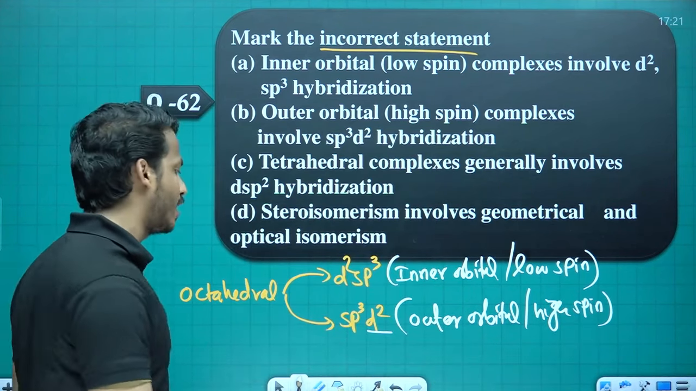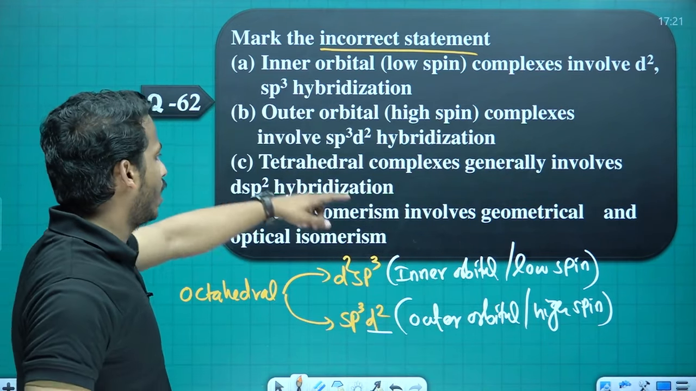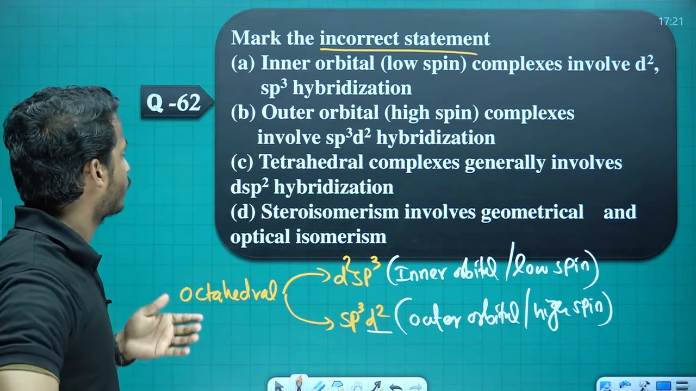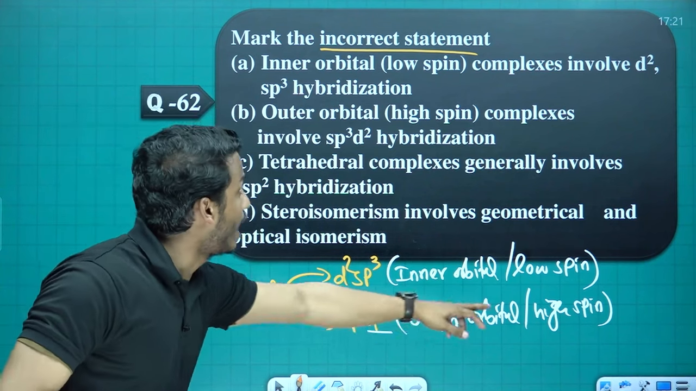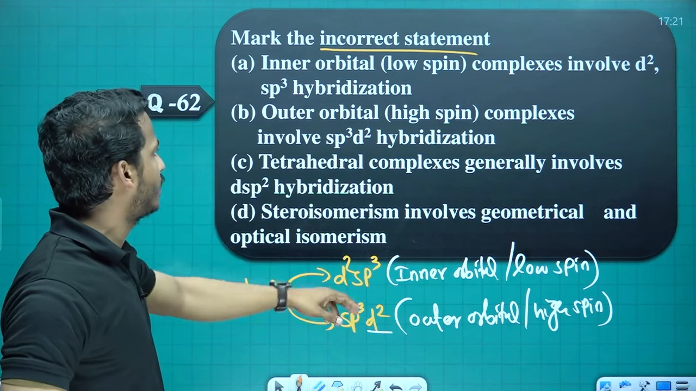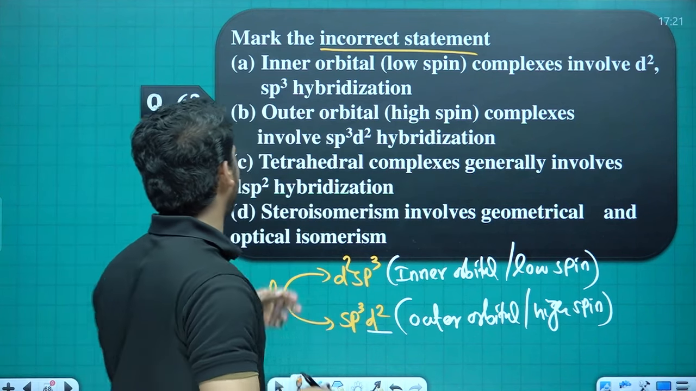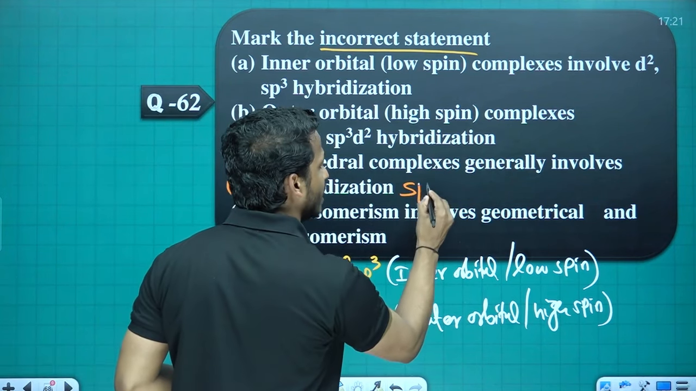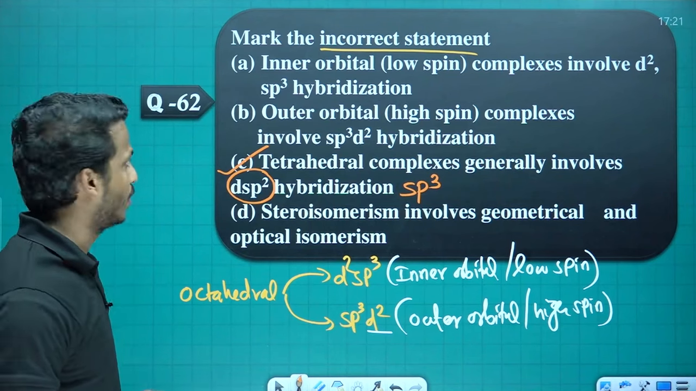This is the theory we studied according to VBT. Check it. Inner orbital low spin complexes involve d2sp3. Correct. They are asking which is incorrect. Outer orbital, that means high spin complexes involve sp3d2. Correct. Tetrahedral complexes generally involve dsp2. No, tetrahedral complexes, what is the hybridization, dears? sp3. So this is the incorrect statement.